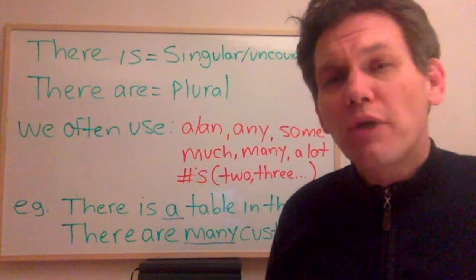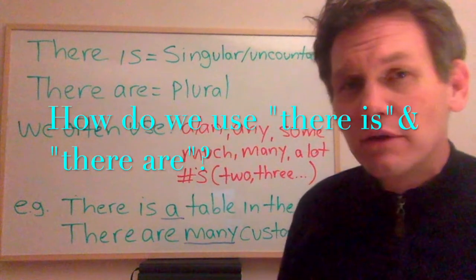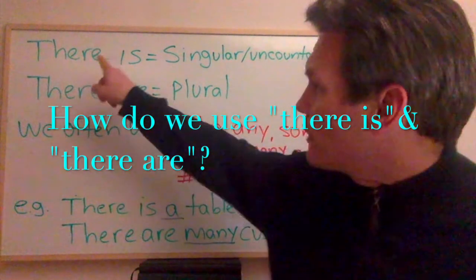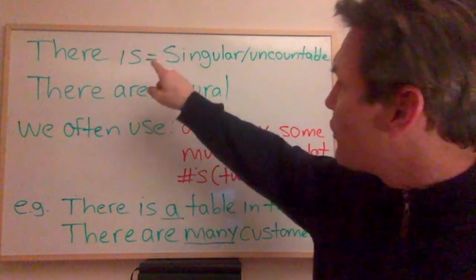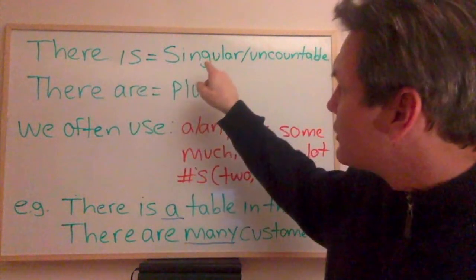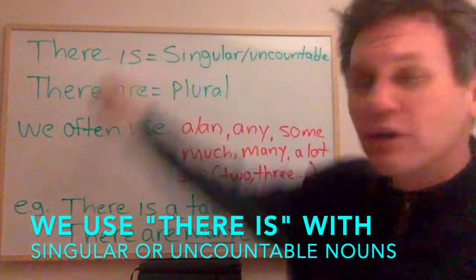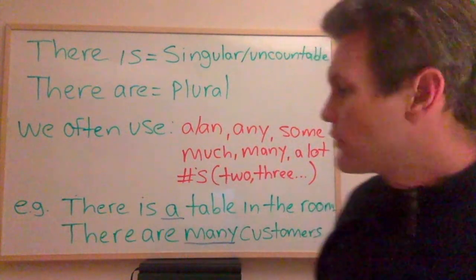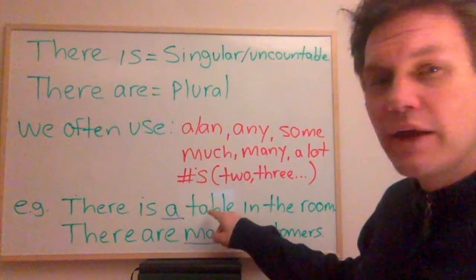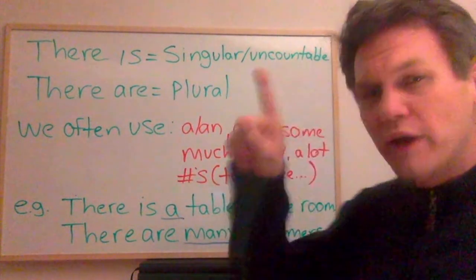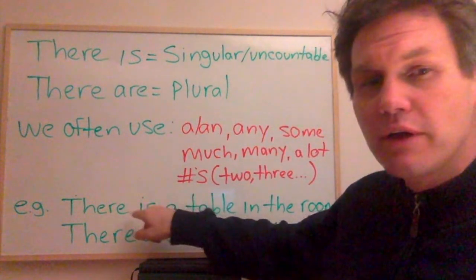Okay, so for the grammar part, we need to learn how to use there is and there are correctly. All right, so look up here at there is. So the general rule here is if the noun after there is singular or uncountable, then it takes the singular form, okay? So for example, look down here. There is a table, okay? A table is one, singular. So in that case, it's going to be there is, all right?